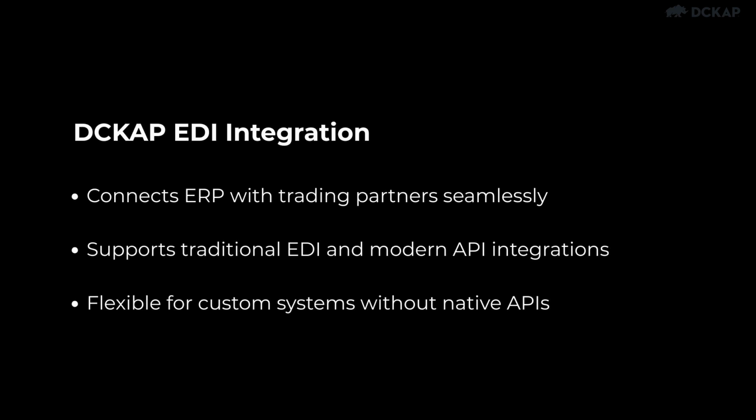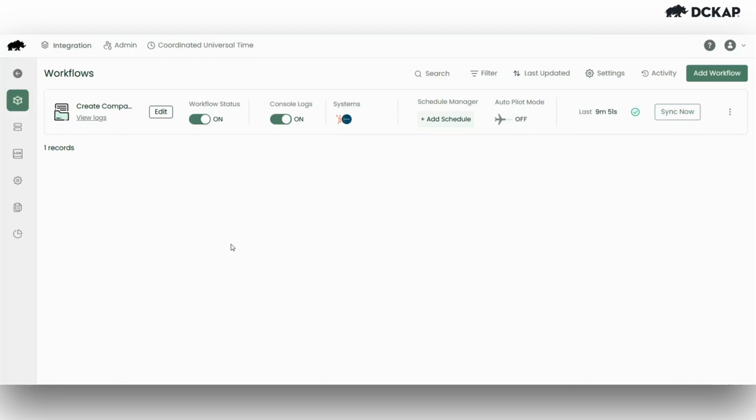These are the main features of DCKAP Integrator and how it helps connect two systems. Since it's platform agnostic, it can work with any system that supports API, FTP, or EDI to move data from one system to another.